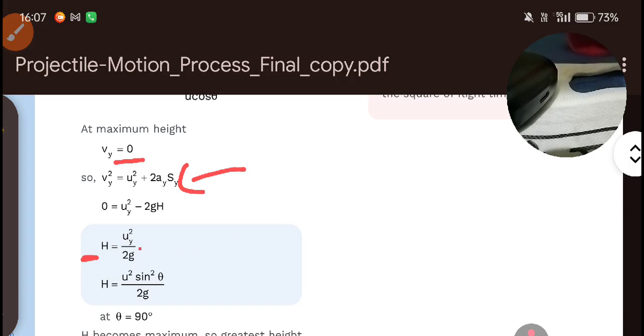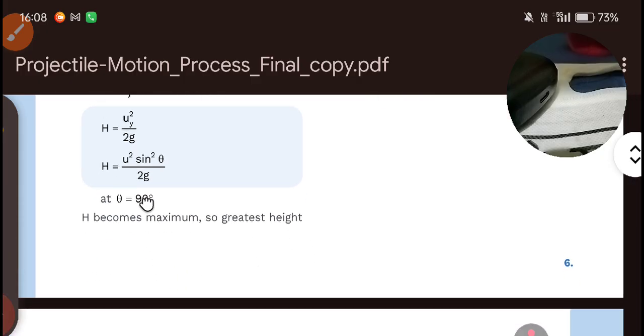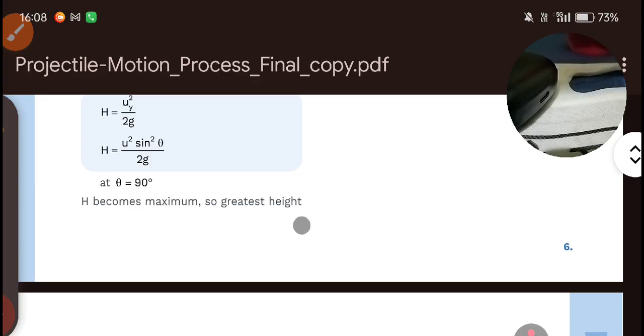So this is equal to u square upon 2g, and the second you have, which is h is equal to u square into sin square theta upon 2g. At theta equal to 90 degree, as we saw that acceleration is perpendicular to velocity, so when it comes to perpendicular, theta is going to be 90 degree. H becomes maximum height, so this will be our greatest height.